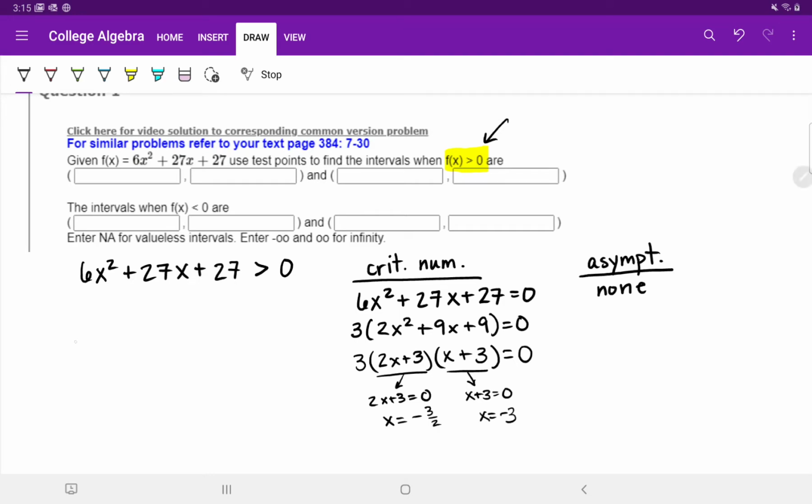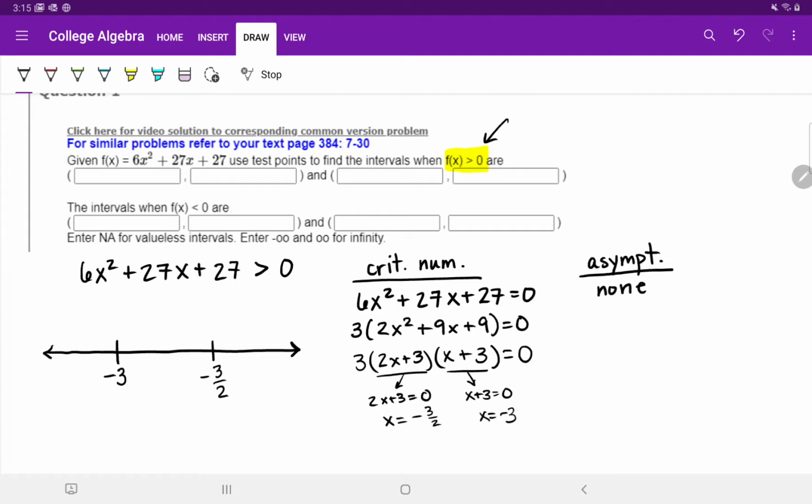Step 2 is to draw an x-axis and to break our x-axis into intervals, and those breaks will occur at our critical numbers. So we've got negative 3 and negative 3 halves. Negative 3 is going to be on the left, right, because it's smaller, and negative 3 halves will be to the right of it. So we are looking at three different intervals. The interval to the left of negative 3, the interval in between negative 3 and negative 3 halves, and then the interval to the right of negative 3 halves.